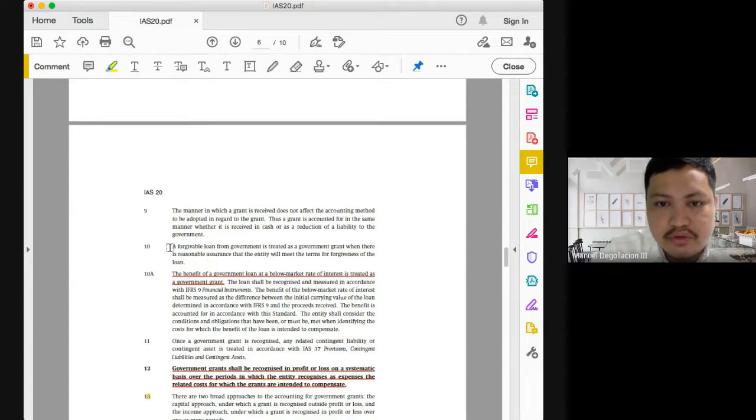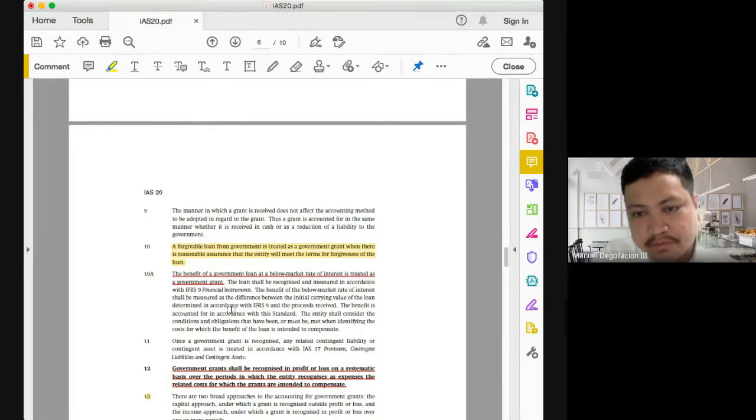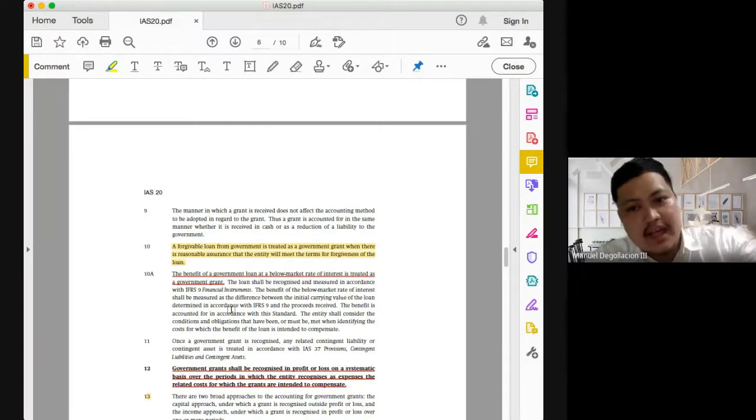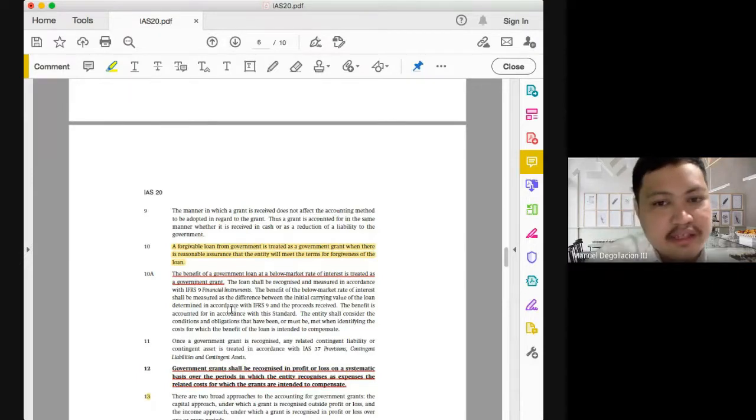So paragraph 10 tells us the one that I've mentioned, class. A forgivable loan from government is treated as a government grant when there is reasonable assurance that the entity will meet the terms for forgiveness of the loan. The benefit of a government loan at a below market rate of interest is treated as a government grant. So another form of a government grant, class, is that the government did not forgive the loan entirely, but gave you a loan at a below market rate of interest. The difference between the market rate and the rate given to you would be treated as the government grant, not the entire loan, but only the benefit that you receive.